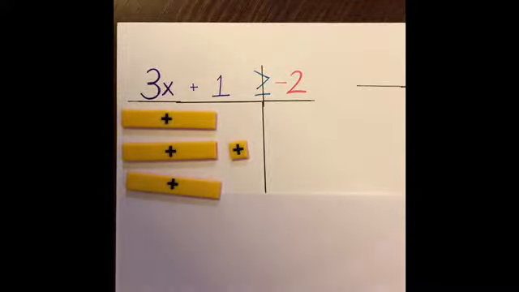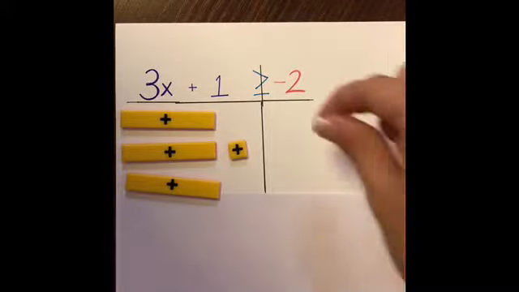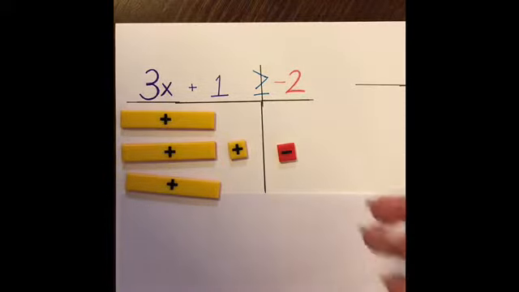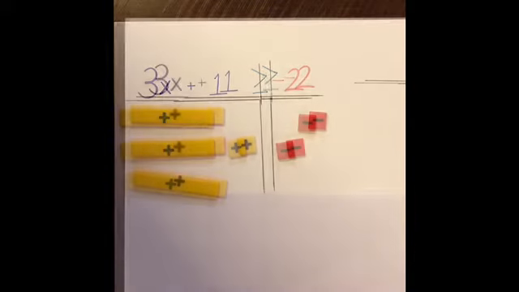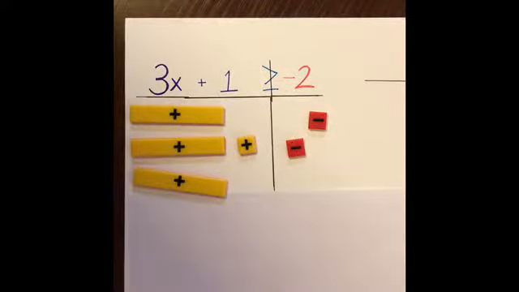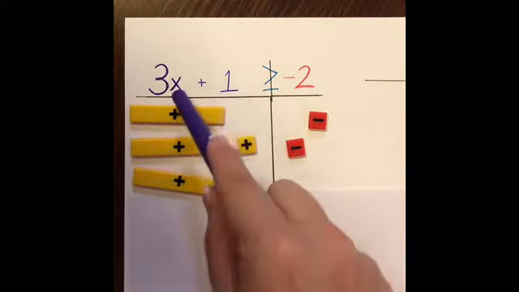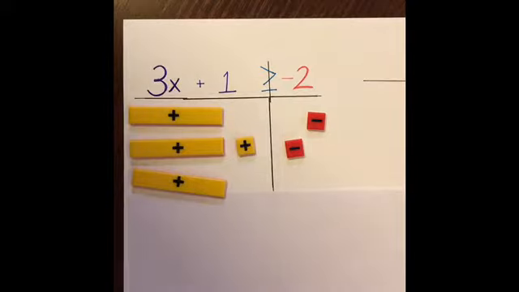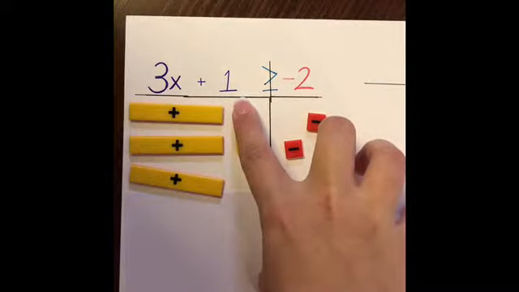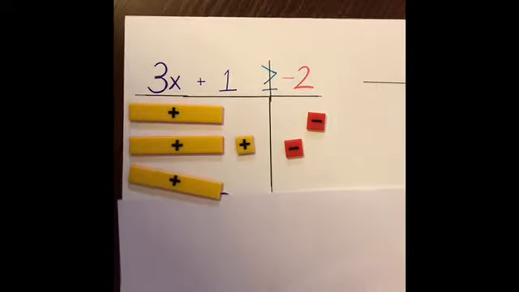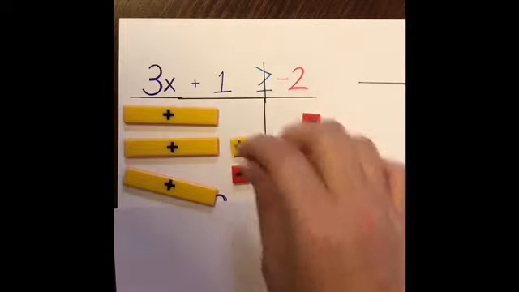On the right side, we are going to use 2 small cubes on the red side to represent the negative 2. Now that we are set up, we have to go back to our original goal of isolating the unknown variable, or x. So, to do that, the first thing we're going to do is undo our plus 1. We are going to do that by adding 1 negative tile to the left side.